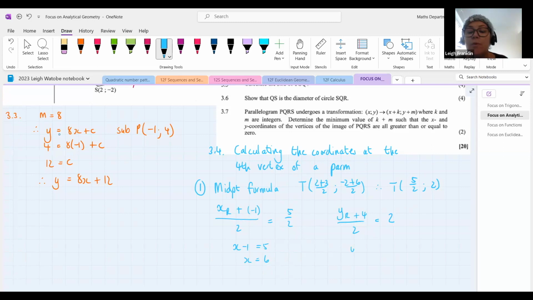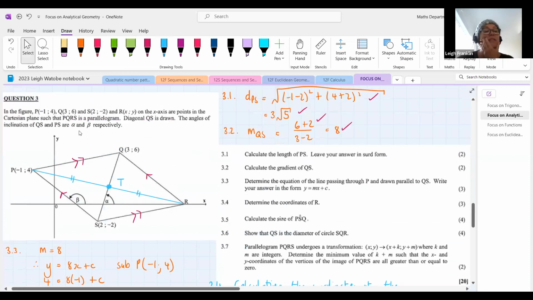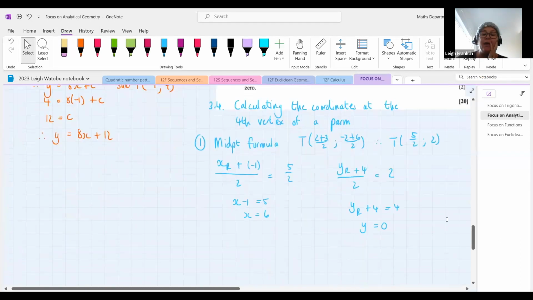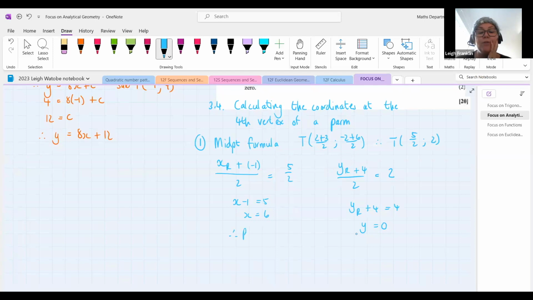And over here, we've got plus 4 equals 4, so y would be equal to 0. And that makes sense because they did tell us that R was on the x-axis. Okay, so over here they said to us R is on the x-axis, so it makes sense that we would get a y value of 0. Okay, so therefore the coordinates at R have to be 6 and 0. So that's the one way you can do it.